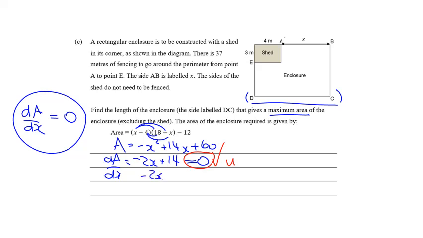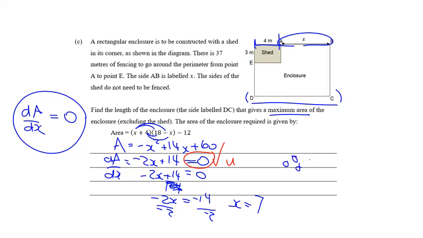Negative 2x plus 14 equals 0. Negative 2x equals negative 14. Divide by negative 2, x equals 7. Is that my answer? No, because here's x, there's 4. Therefore, DC is 11 meters.